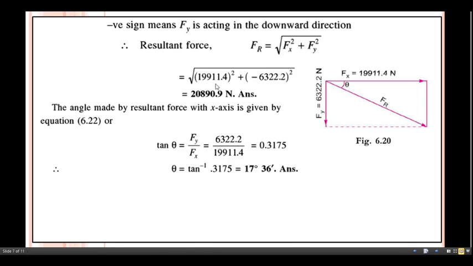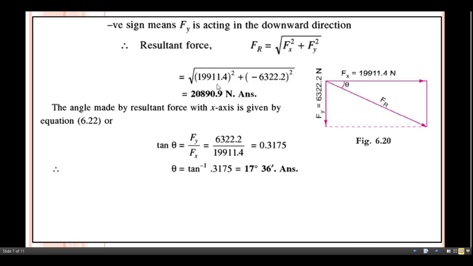Now just substitute the values of fx and fy here. After doing the calculation, we can get 20,890.9 Newton. Now see the angle made by that resultant force with the x-axis, which can be analyzed by using this relation: tan of theta equals fy divided by fx. Substitute the values of fy and fx and get the value for theta. So theta we can get 17.36, that is 17 degree 36 minute.